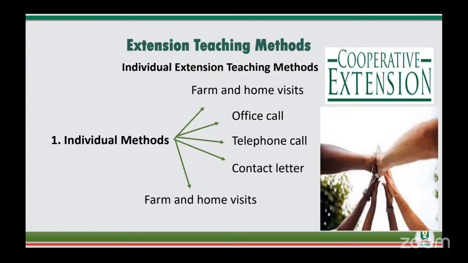Let's start with the first: farm and home visits. You can meet them through the farm and home visit. You can also teach them through office calls, by going to their offices for those that are into homemaking and have offices. For those that have phones, you can instruct them through phone calls and contact letters. You can send a personal letter, as well as make a farm and home visit. So that is the ramification of individual methods. You can use any of these methods to teach the rural farmers individually.